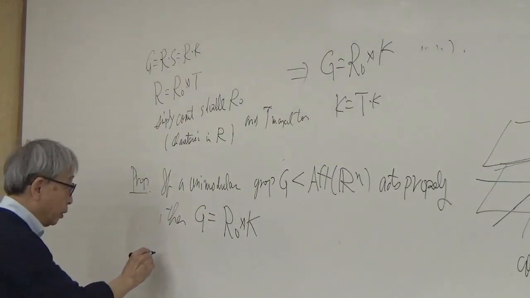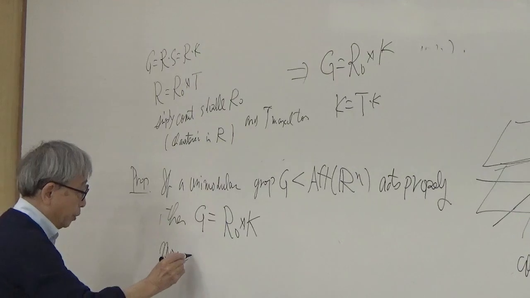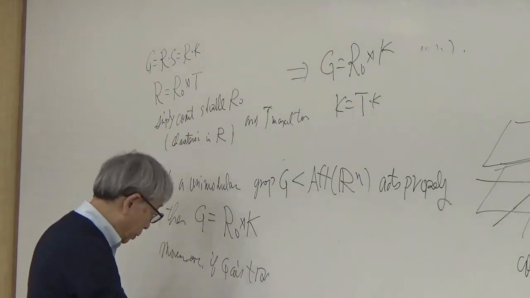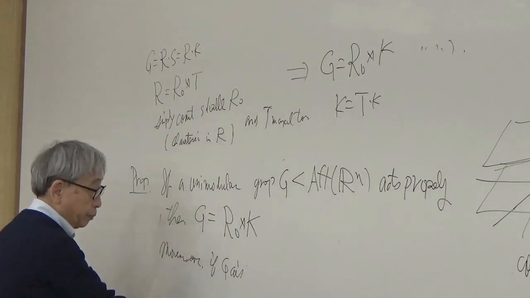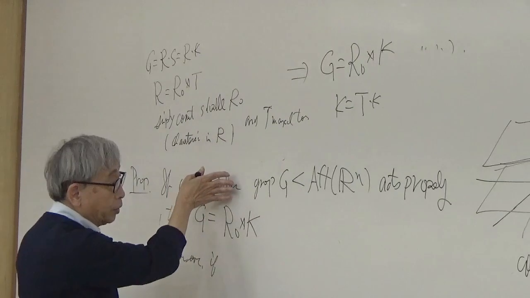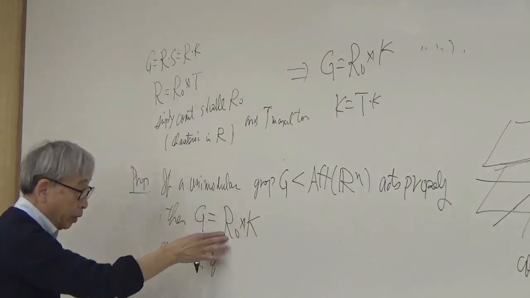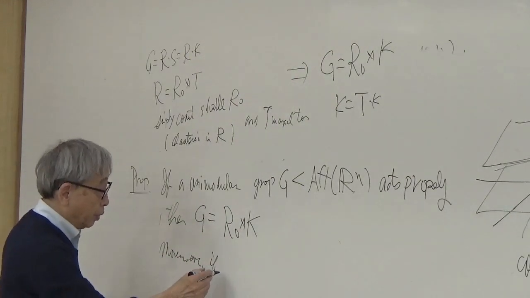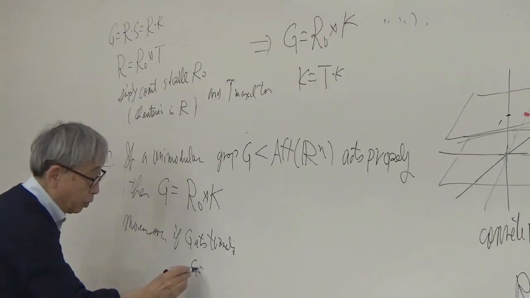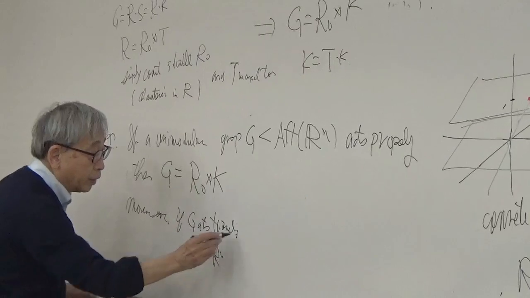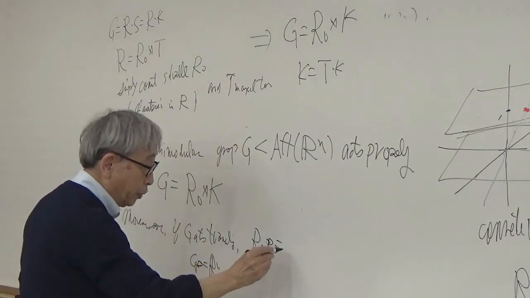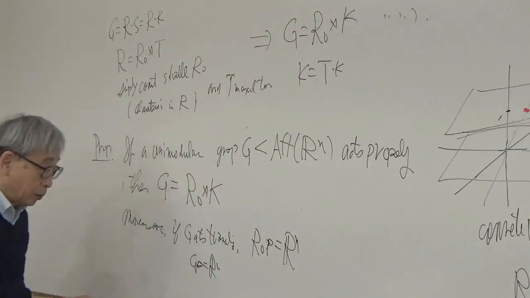Okay. And then moreover, if G acts transitively, this splitting is unimodular. This splitting comes out if G acts properly. Moreover, if G acts transitively, that is, for some point p, G p is R^n, then the subgroup R0 is transitive. You can see K is compact, so it is impossible for K to act transitively; only R is there.